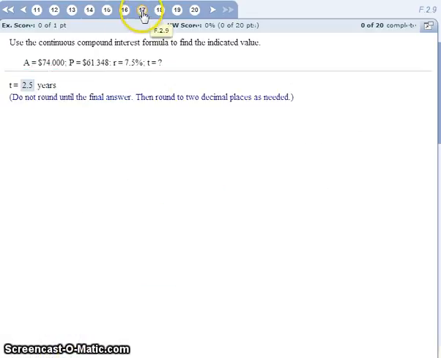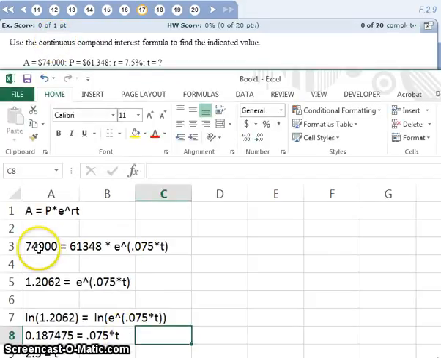For number 17, we're dealing with continuously compounded interest, and here are the values we'll plug into the formula. So our value for A, for P, and for R, and we're solving for T. Divide both sides by this value to get to here. And our unknown value is up in the exponent, which means we need to use logarithms. And since our base is the number E, we'll use the natural log and do the log on both sides here. Got to do the same thing to both sides.